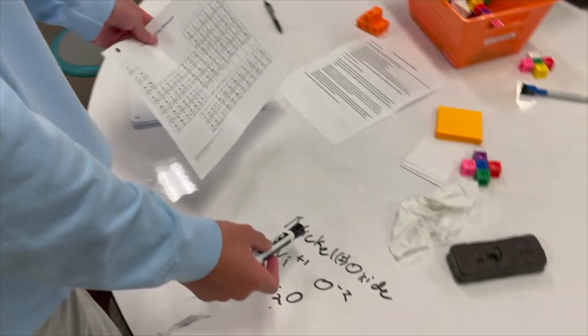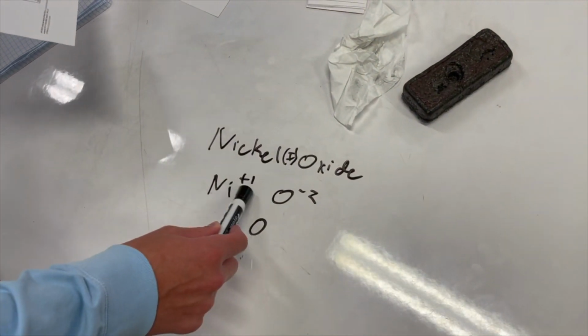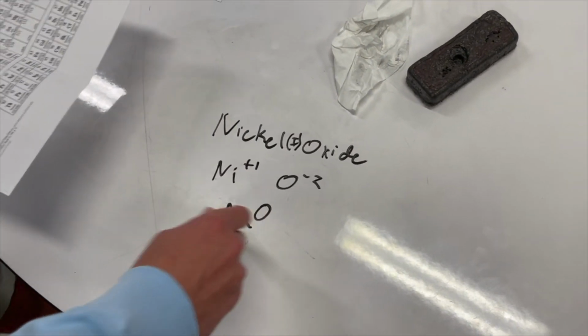However, in the problem it'll tell you. Here we have nickel(I) oxide. The 1 means that nickel is +1, and we already know that oxygen is -2, and so it's Ni2O.